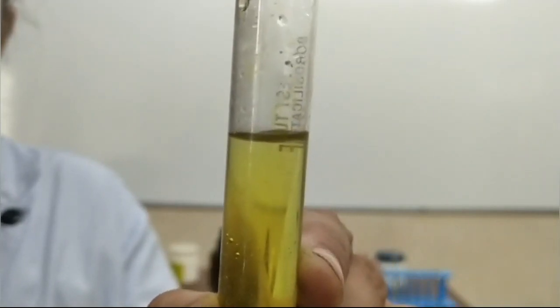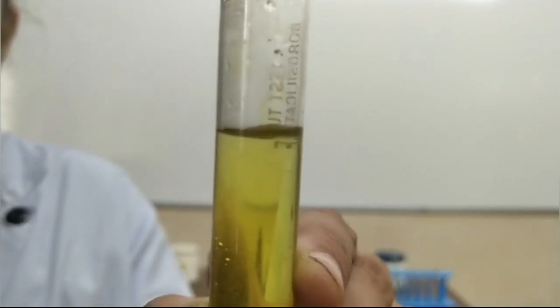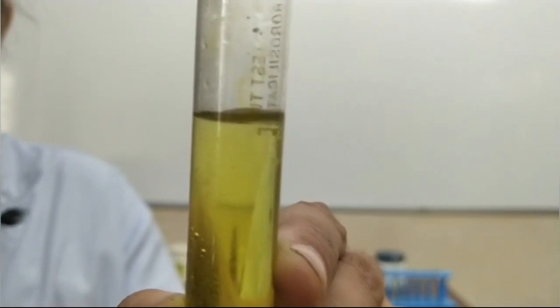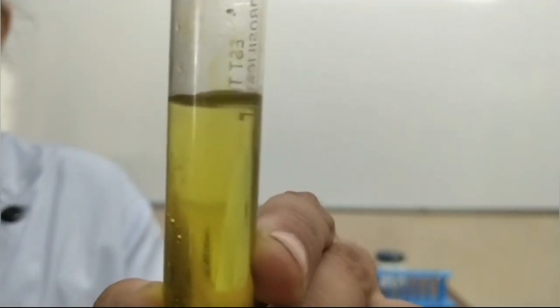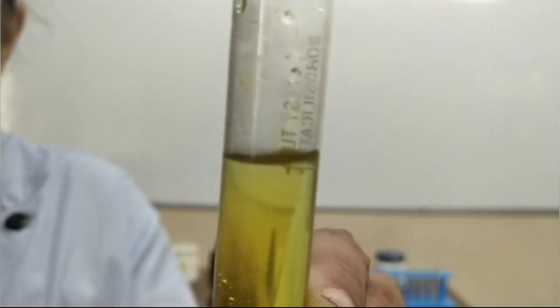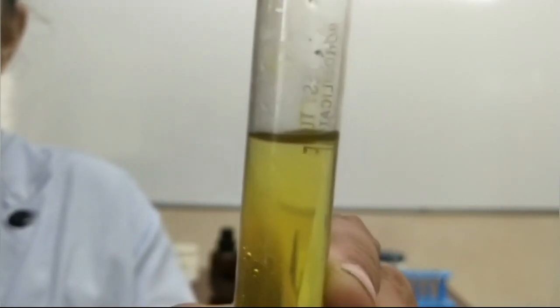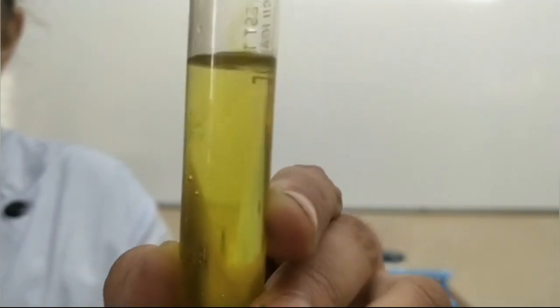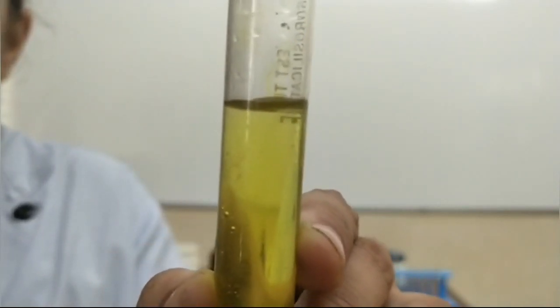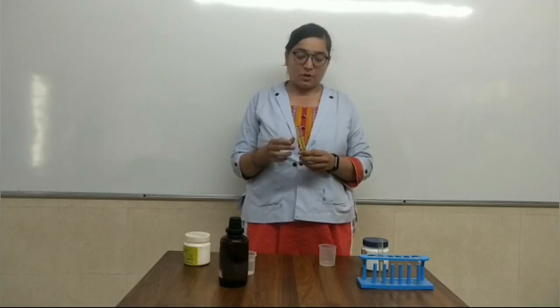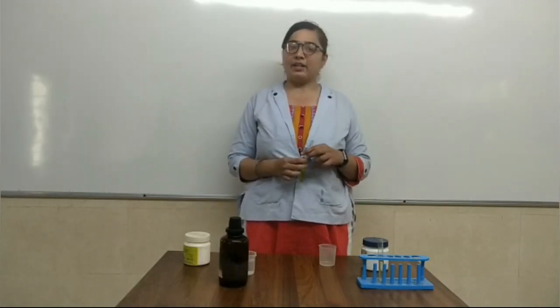So here is the zoomed version of it. In the zoomed version, you can see the brown ring at the top. It is very light brown, but you can observe it. This is how the brown ring test is useful for checking the nitrate. Please observe it. So I hope you observed the brown ring at the top.